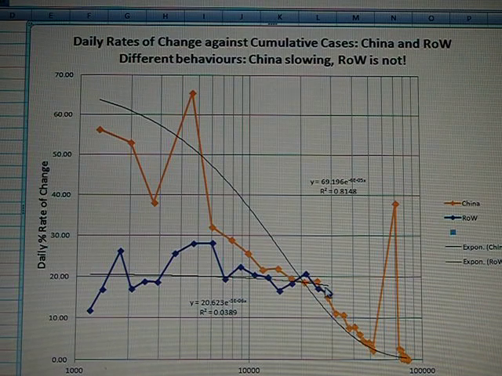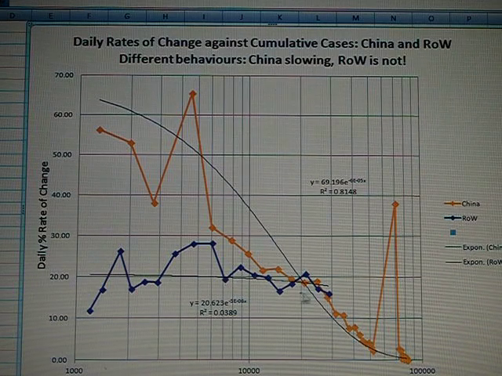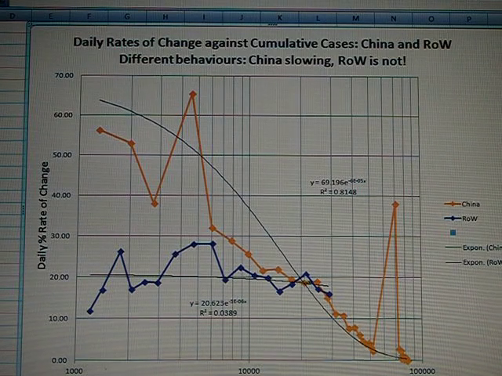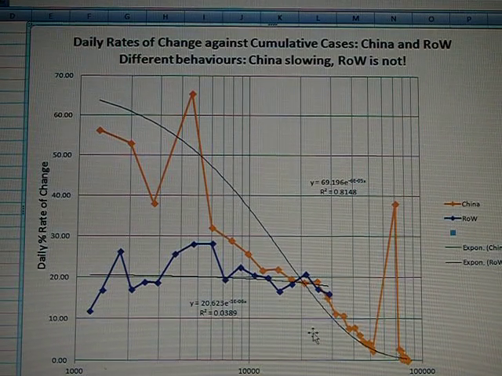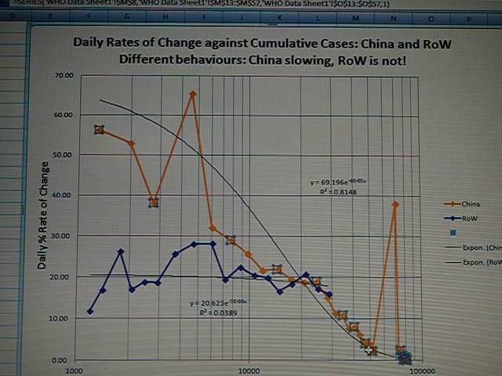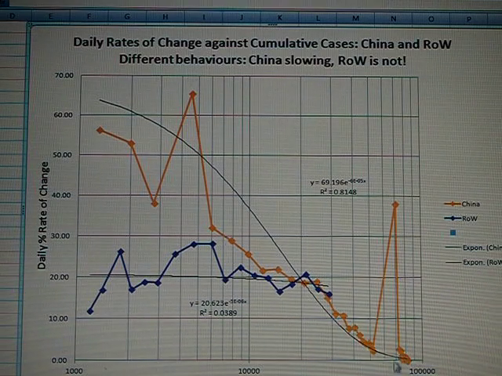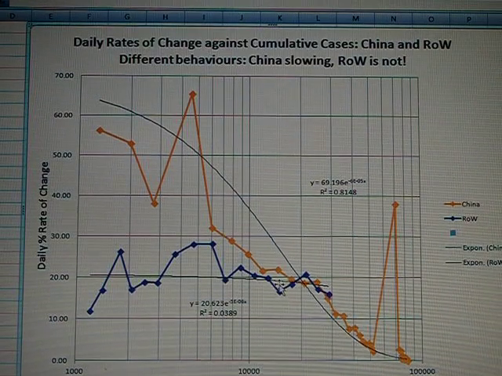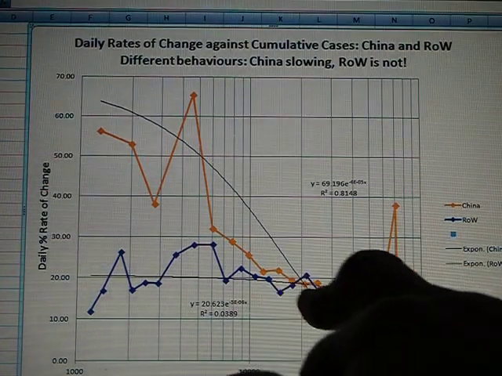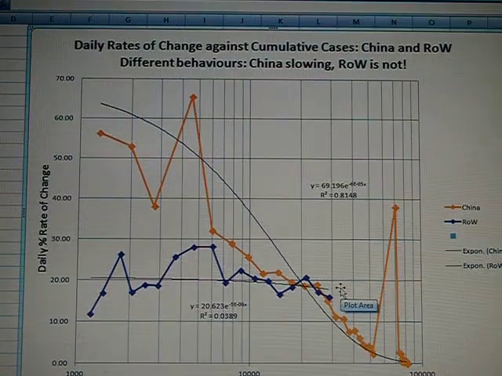Now it's just fallen off just a little bit. But if you look at the trend on this line, it's pretty flat actually. It may be falling slightly. The trend on the China line was already falling very, very sharply once they got to 20,000, 30,000 cases. Down to 10%, then down to 5%, down to 2.5%, down to 1%, down to way less than 1% here. But the direction of this line for the rest of the world, unless something very drastic is done, is going out here.